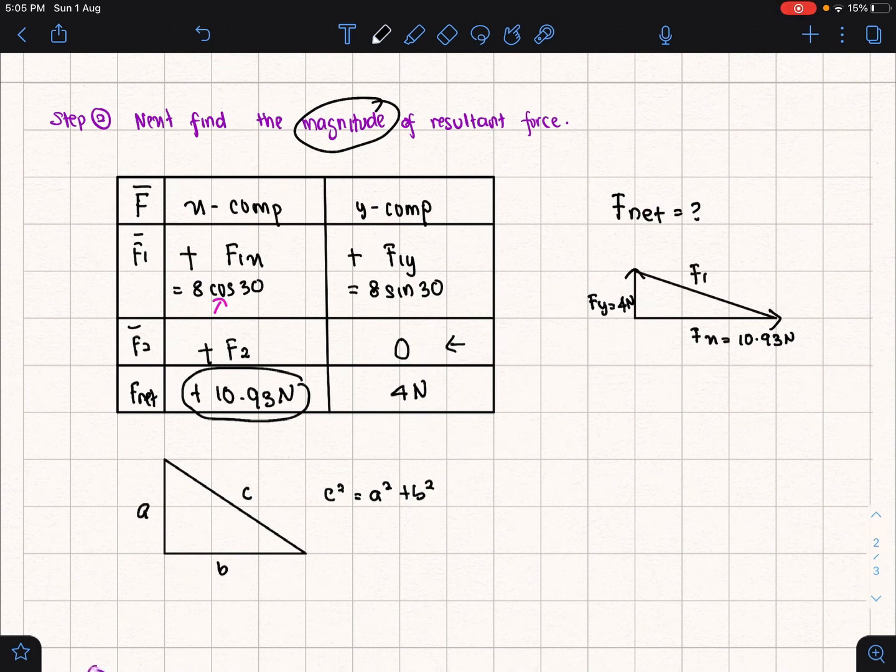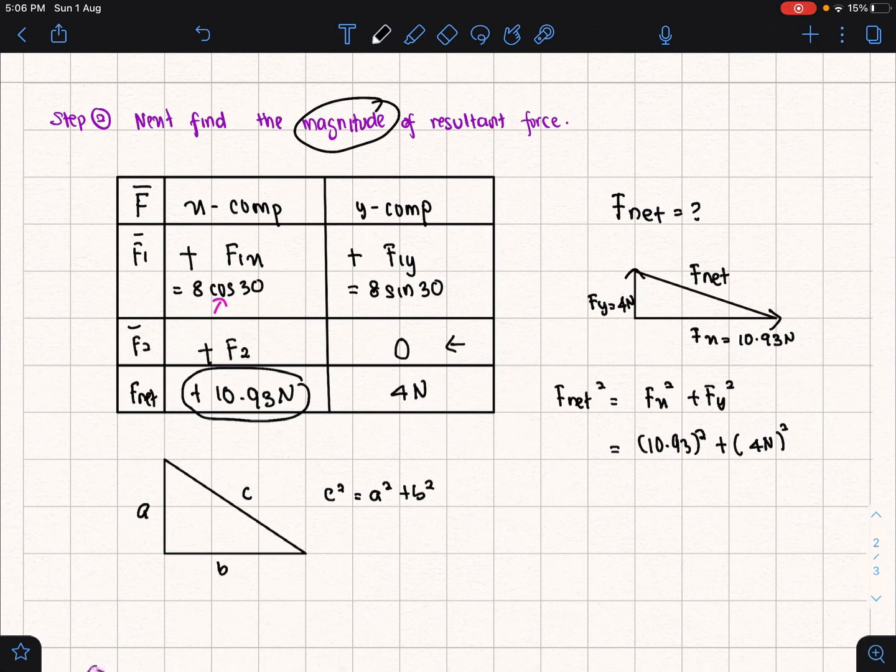So macam mana nak cari C tadi? Ini adalah F net kita. This is my F net. So F net square akan sama dengan A square plus B square. Okay? Tak kisah yang mana kamu nak jadikan A ke, yang mana kamu nak jadikan B. So let's say I take Fx square plus Fy square. So aku masukkanlah 10.93 square campur dengan Fy square, ini adalah 4 Newton square.